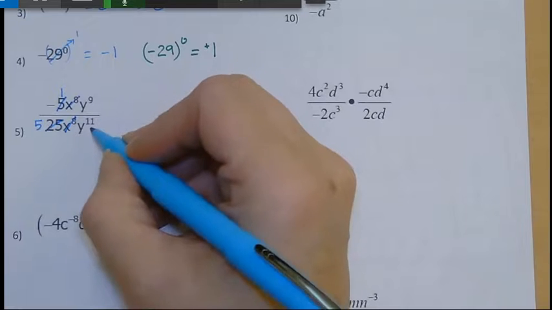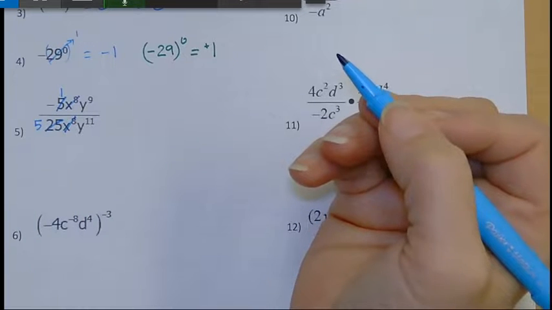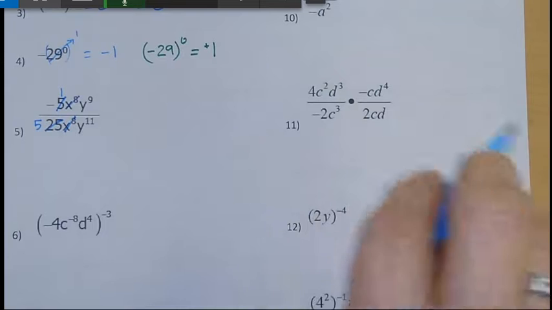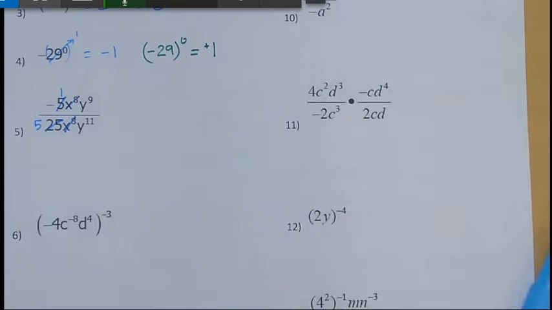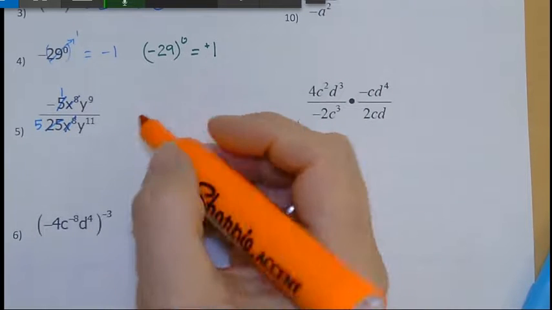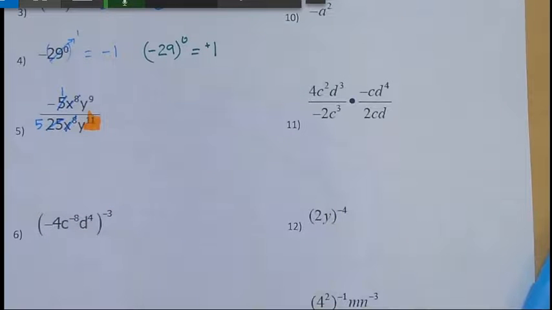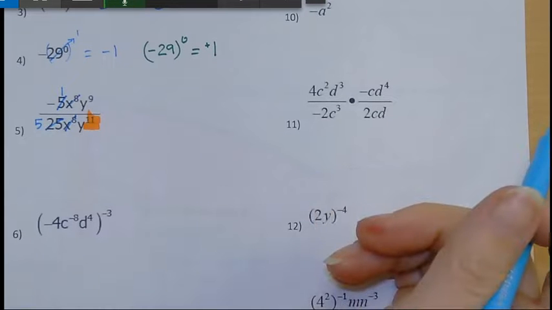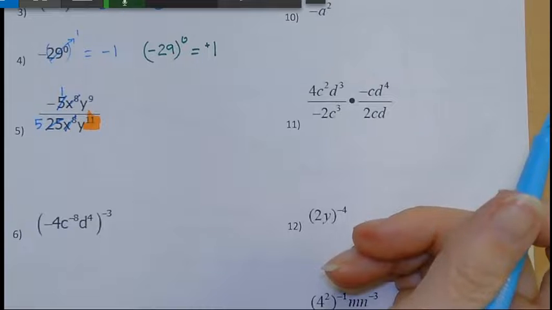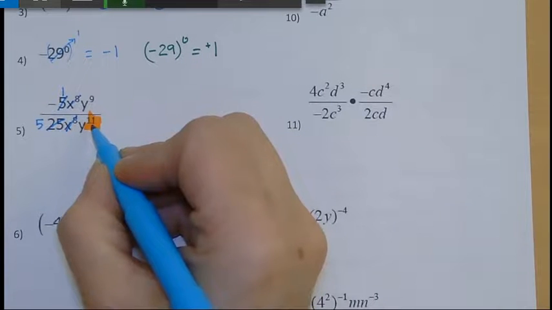Y to the 9 over y to the 11. One way to think about this kind of problem is to realize that you can choose the larger exponent, in this case the 11, and you can subtract exponents and then put your final answer in the location where you had your larger exponent. So this is not algorithm style, but this is a way to solve this problem.